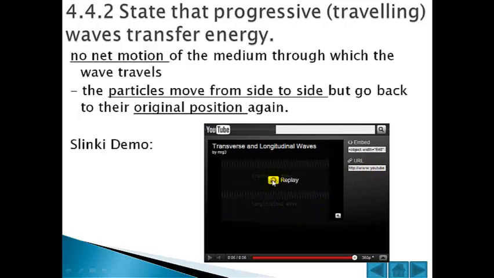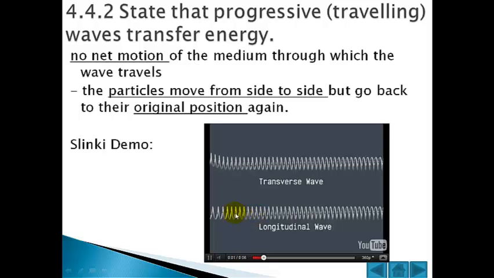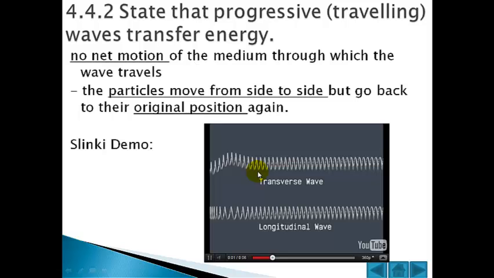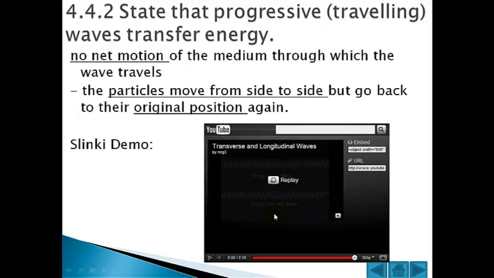Let's do the same for a longitudinal wave. There it is. The particles go from side to side and then back to the same position again. So the medium does not move. It moves but goes back to its original position again. The energy is transferred forward. Okay, here we go. There's energy moving that way, and you see the energy is moving that way, but the particles or the loops on the spring stay in the same place.